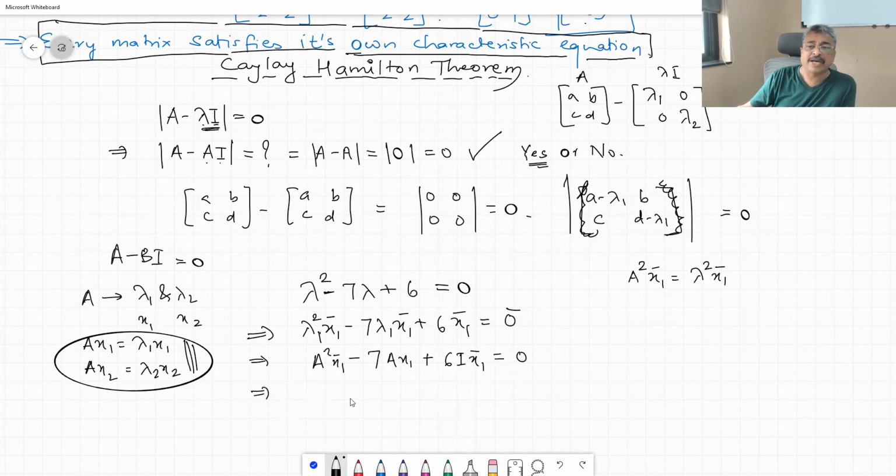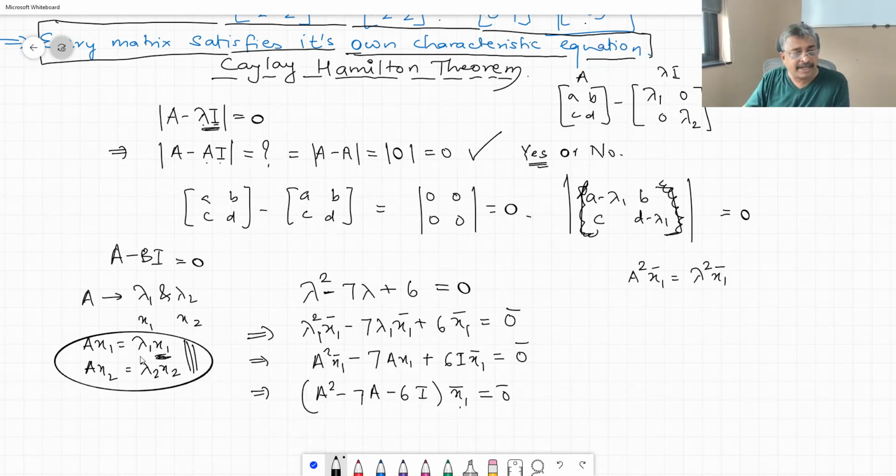And then I take out that x1 which I had borrowed. I get A square minus 7A plus 6I, this is the matrix multiplied by x1 bar, which is supposed to be 0 bar. But x1 is a non-zero vector, because it is a non-zero eigenvector. Lambda 1, lambda 2, x1s are non-zero vectors. So if this is a vector equation, then x1 is not 0. Therefore, A square minus 7A plus 6I is equal to 0.